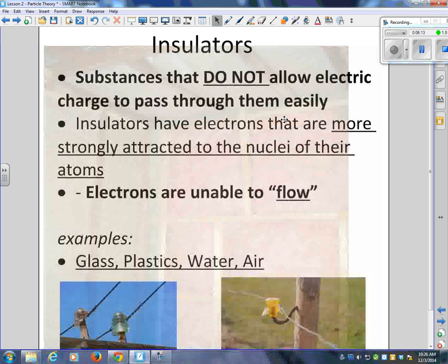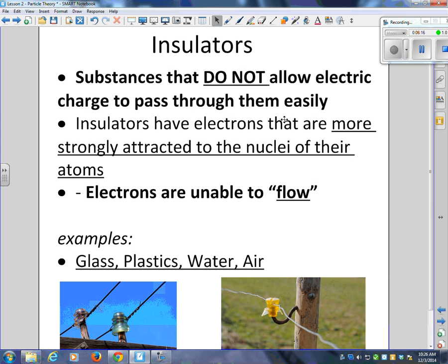Insulators are substances that do not allow electric charge to pass through them easily. Insulators do not allow electric charge to pass through them easily. Insulators have electrons that are more strongly attracted to the nuclei of the atom. They're like that big tough kid hanging on to his Halloween candy. You ain't getting it from me. Okay?